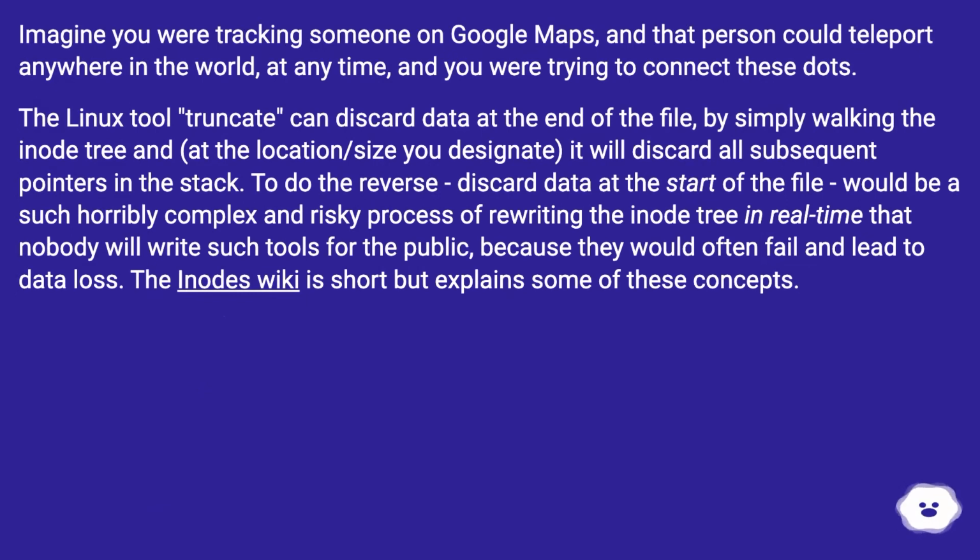The Linux tool truncate can discard data at the end of the file, by simply walking the inode tree and, at the location or size you designate, it will discard all subsequent pointers in the stack. To do the reverse, discard data at the start of the file, would be such a horribly complex and risky process of rewriting the inode tree in real time that nobody will write such tools for the public, because they would often fail and lead to data loss. The inode wiki is short but explains some of these concepts.